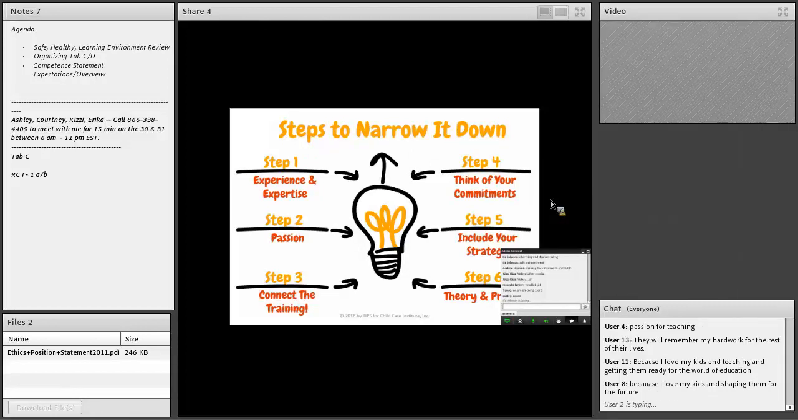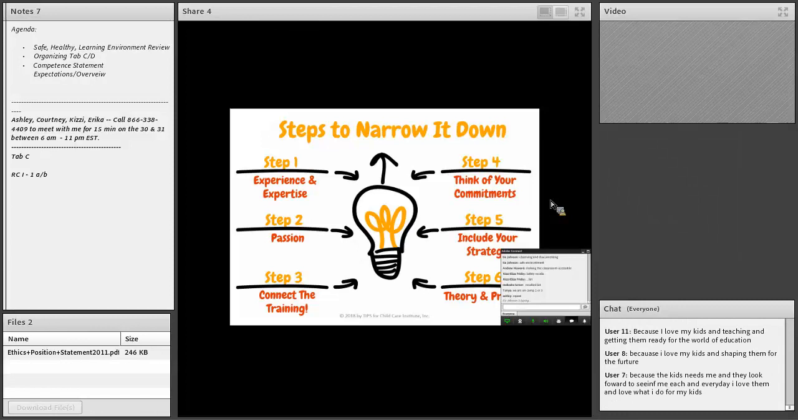Step 3. Connecting what you do on a day-to-day in your learning as a lifelong learner. You want to make sure that you connect that in your writing. So if you have CPR first aid, if you've been trained on SIDS, if you've been trained on CACFP meal patterns, you want to connect the dots of your training in each one of these components, and you want to specify what that training was.